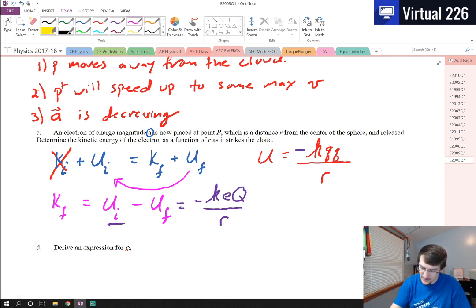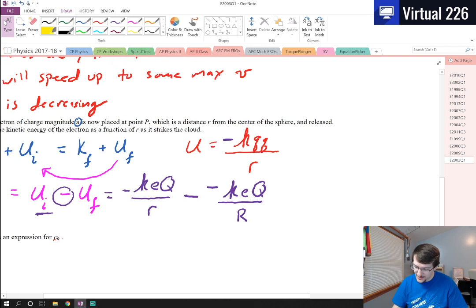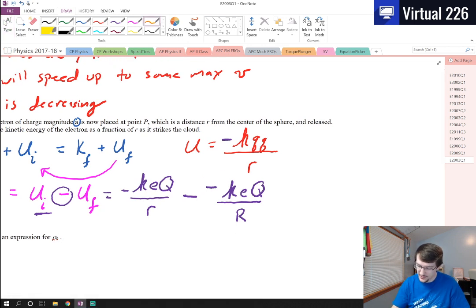And then we are subtracting from that, because we got a subtraction sign right here, minus a negative k e Q over big R, which is where we are when we end. So now it's just a matter of reworking this out. We see that we're subtracting a negative sign.